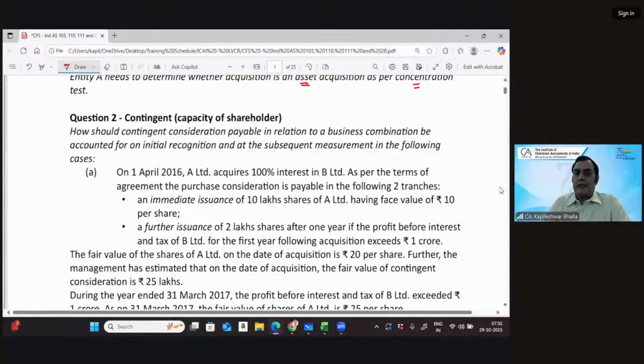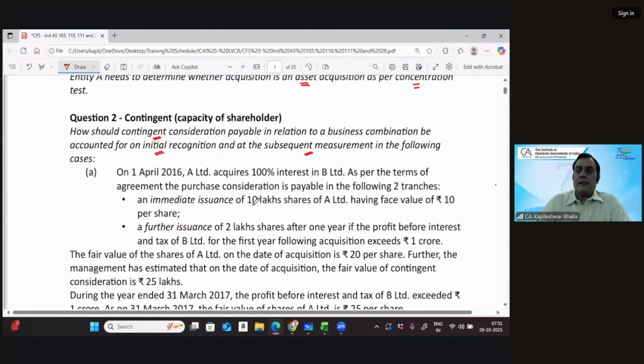How should a contingent consideration payable in relation to a business combination be accounted for on the initial recognition and on the subsequent measurement in the following cases? The question is very clear that it is definitely a case of CC. But we still need to identify whether it is a CCE or a CCS. He's asking for the accounting treatment initially as well as subsequently. Let's go forward.